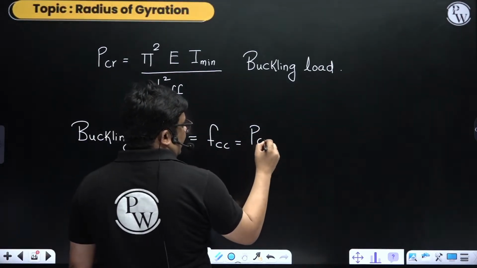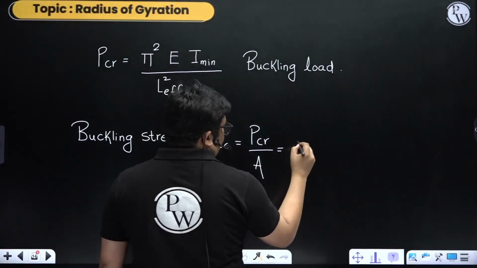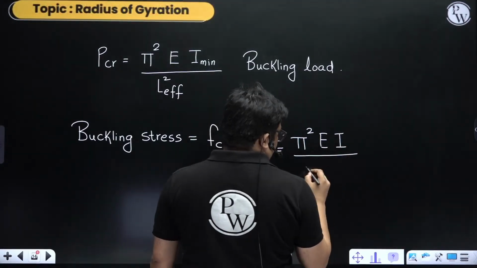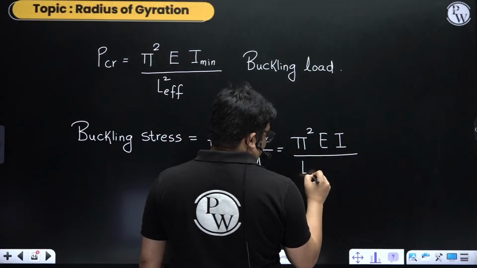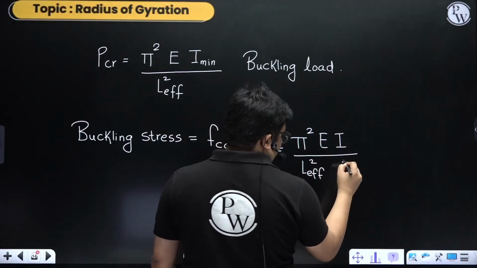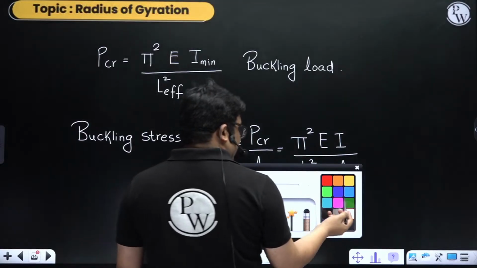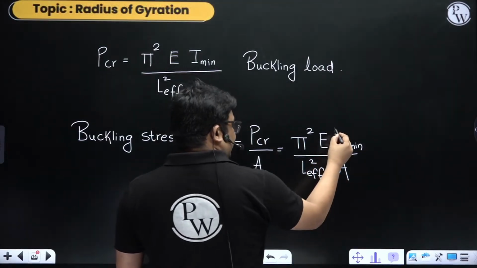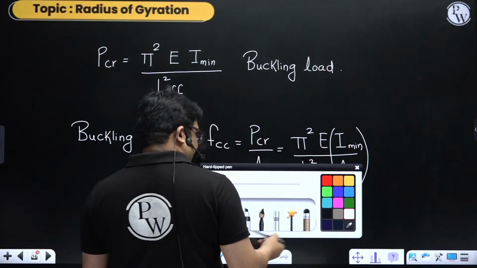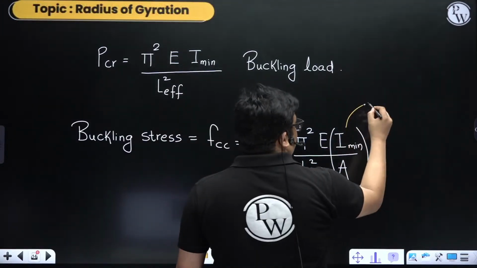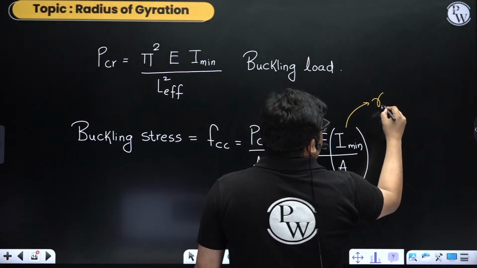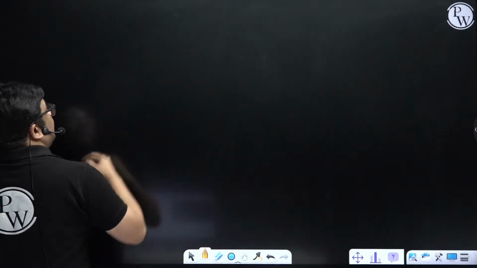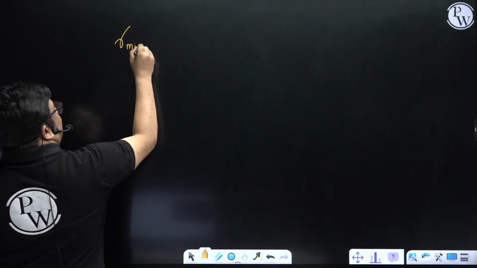It will be buckling load divided by area. Simple. So buckling load is already pi square EI by L effective square. Then just divide by area. Now this term is I minimum by A. You see, this term is actually known as R minimum square.